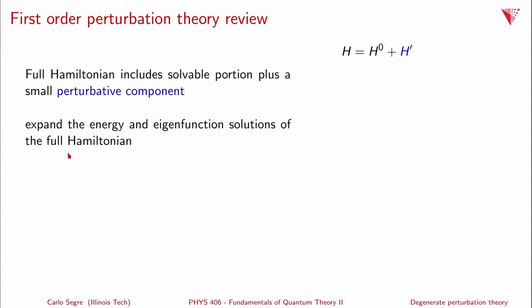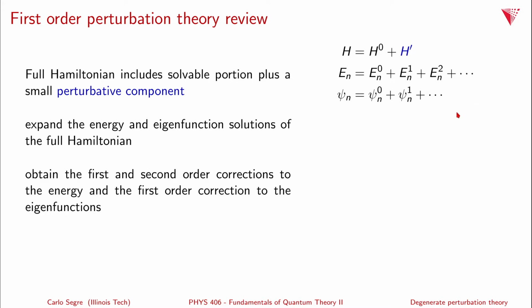If we expand the energy and eigenfunction solutions of this full Hamiltonian in the same way, but with higher order terms, that is, E sub n is E sub 0, the unperturbed energy, plus a first order correction plus a second order correction. And similarly, the wave function has the 0th order, that is the unperturbed wave function, plus the first order correction, and so on. We can obtain the first and second order corrections to the energy by solving a series of these equations with different orders of magnitude. So this being small, small, and small squared, for example.